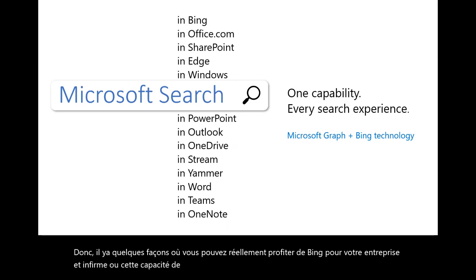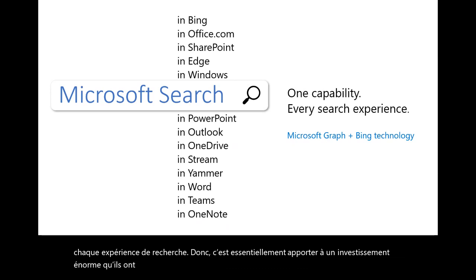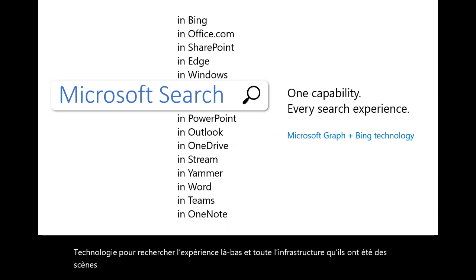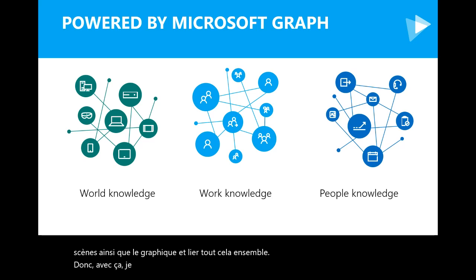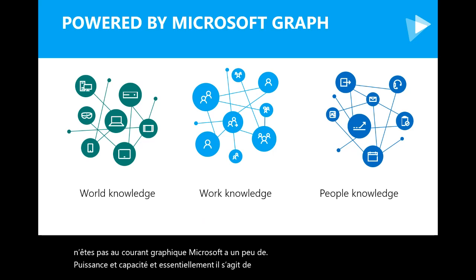So one capability within every search experience. It's essentially bringing in that huge investment they've made into Bing technology, the search experience there, and all the infrastructure that they have behind the scenes, as well as the Graph, and tying all that together. So with that, I just want to highlight the huge power of Graph. If you're not aware, Microsoft Graph has quite a bit of power and capability, and essentially it's all about building and understanding relationships between the different data sets.